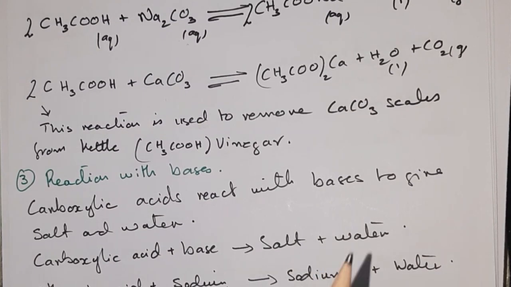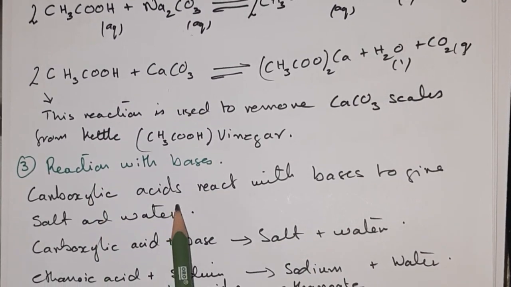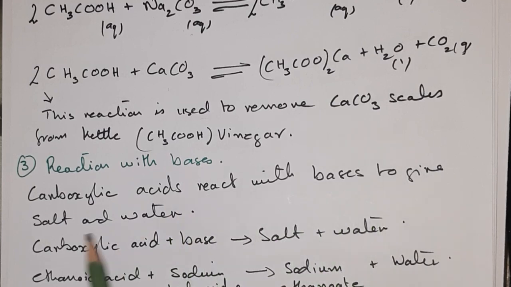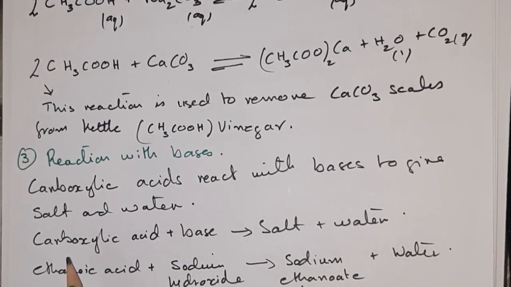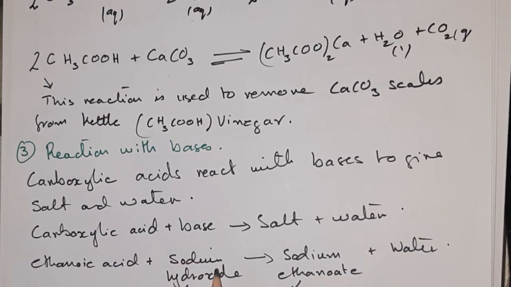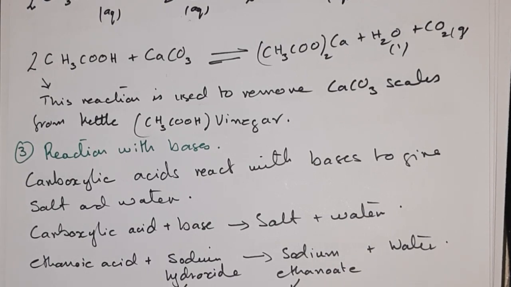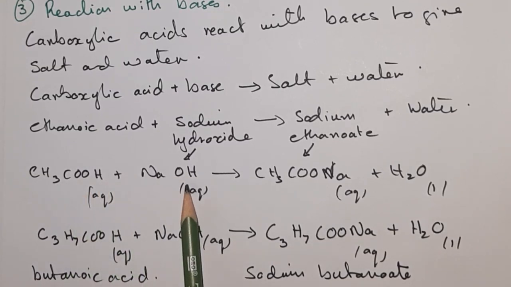Reaction with bases. Carboxylic acid reacts with base to give salt and water. This is the word equation. This is another word equation using ethanoic acid and sodium hydroxide giving sodium ethanoate plus water. This I have written as the equation.